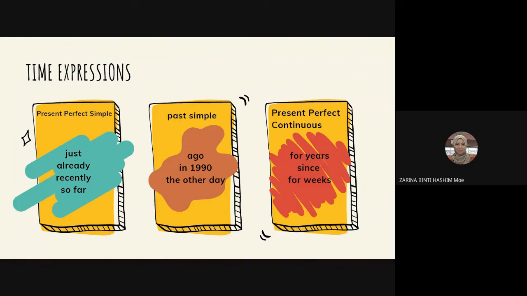You just mentioned whether there is no specific time or there is specific time. If there is specific time, what are the words? Okay. There's no time. Yes, there's no specific time like yesterday. There's no word like ago or in 2001 and so on. So since there is no specific time, that is why we use present perfect.